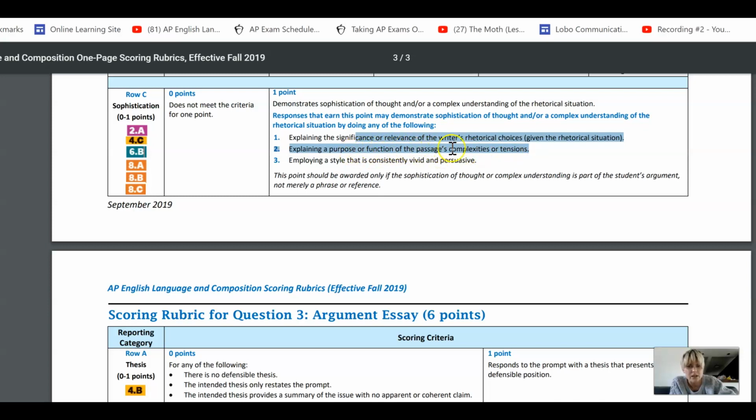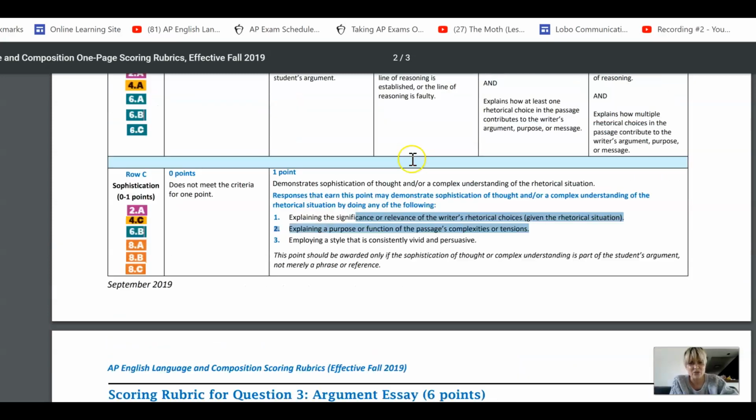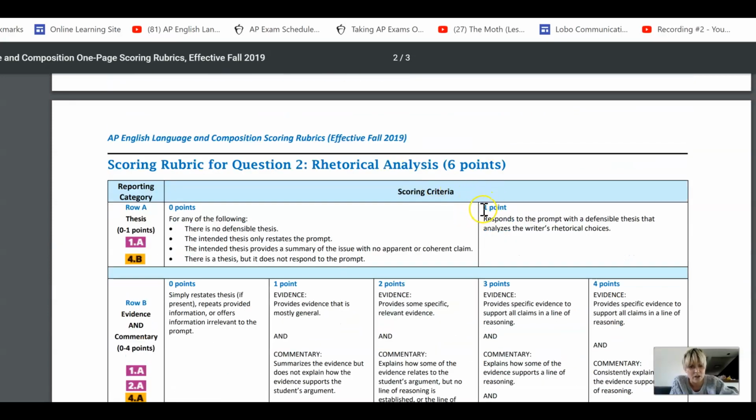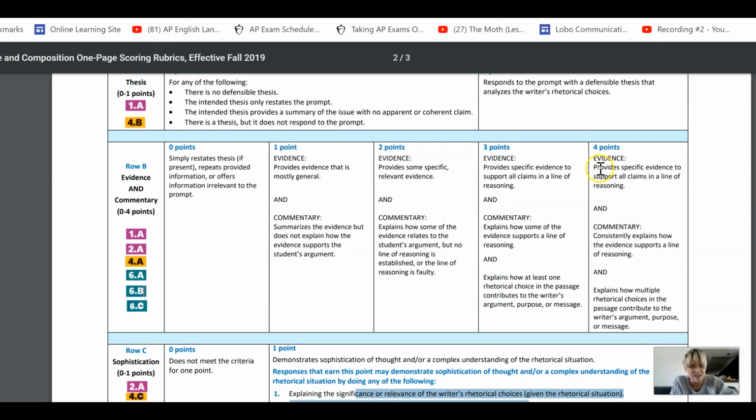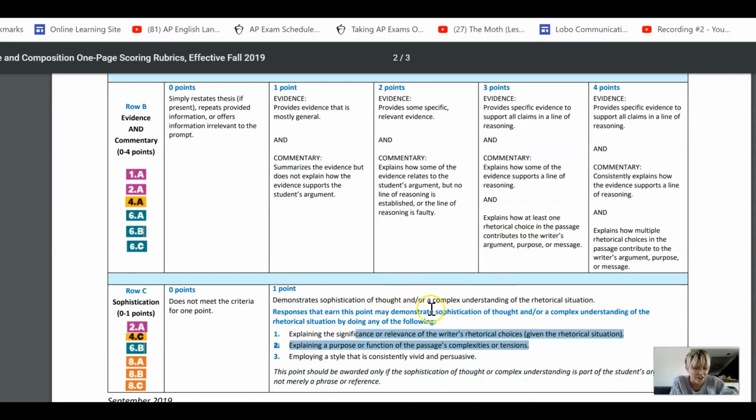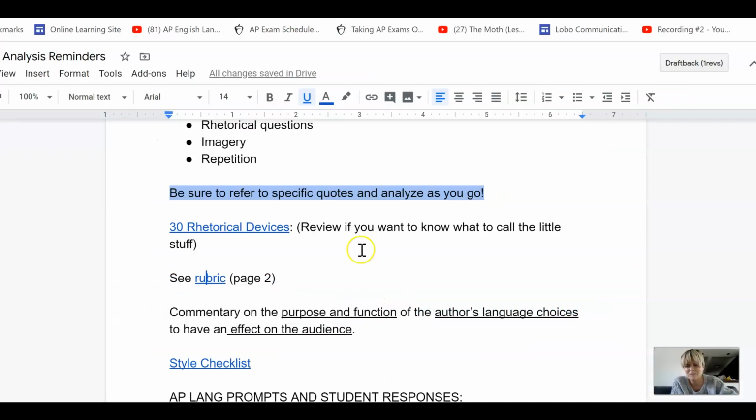So really exploring the complexities and tensions of the passage and understanding the function of those choices. So a depth of understanding and a depth of style is the way you get that extra point. If you can imagine it this way, getting 1, 2, 3, 4, that's really solid. That's like a high B, low A. Getting that extra point puts you into the A range for sure. So that's kind of how you want to look at the rubric.